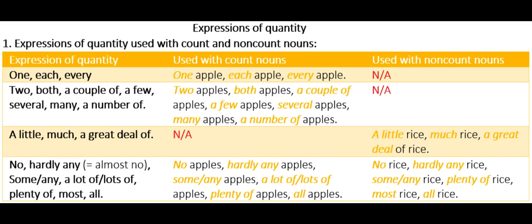No, hardly any (which means almost no), some, any, a lot of, lots of, plenty of, most, all. Can be used with both count and non-count nouns. Example: no apples, hardly any apples, some apples, any apples, a lot of apples, lots of apples, plenty of apples, all apples. No rice, hardly any rice, some rice, any rice, plenty of rice, most rice, all rice.